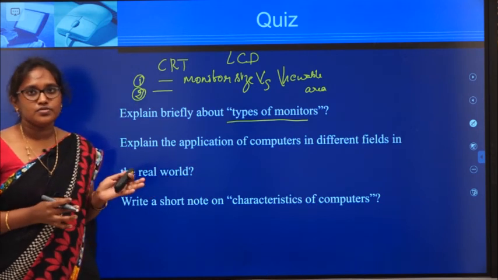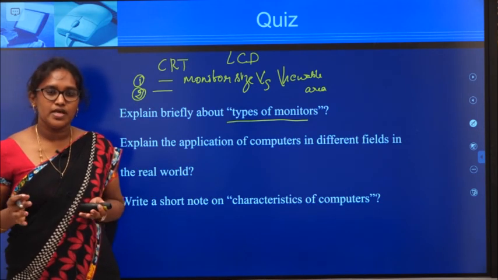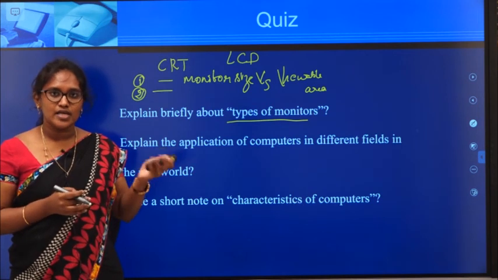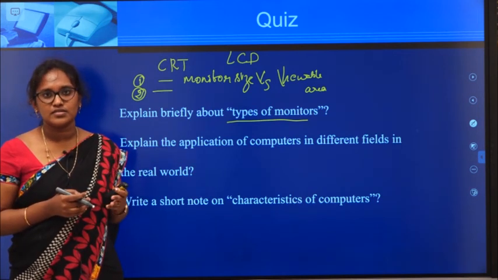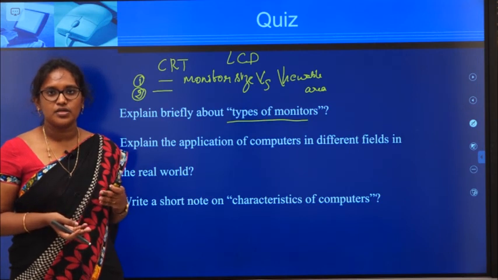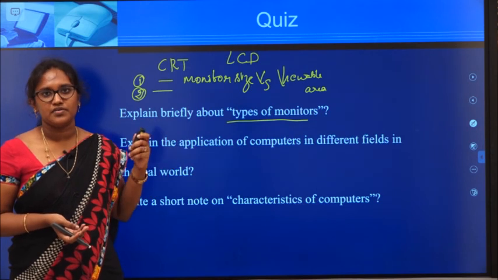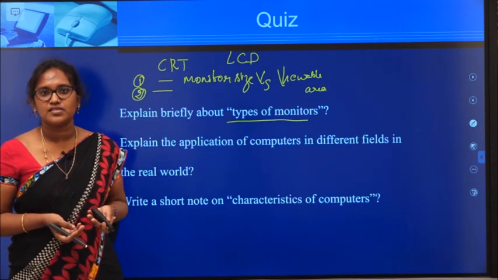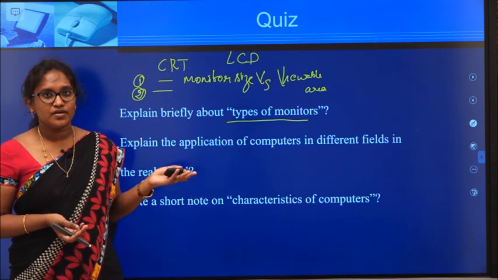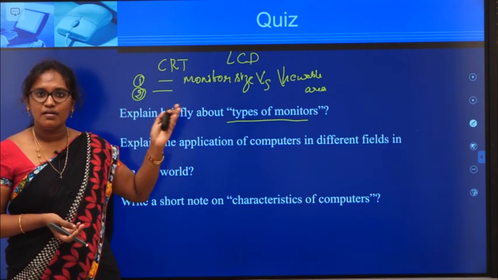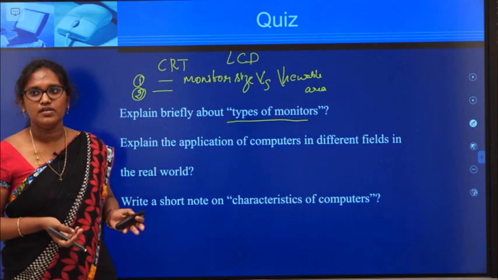I hope you got a very basic understanding related to computers, and what exactly a computer is: characteristics, introduction to the computer, and types of input devices and output devices. In the next class we will see the parts of a computer. Nothing but the basic part of a computer is the motherboard, right? So that we will discuss.